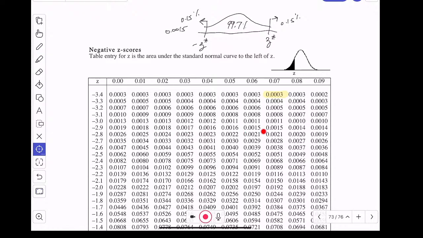So where do I need to be? Here they are. I need to be between these. So it's 2.965. And this one will be positive because of symmetry, 2.965.